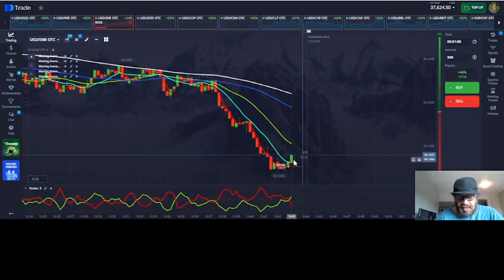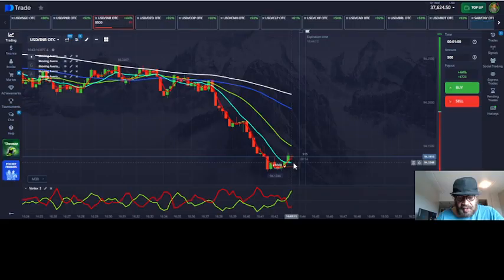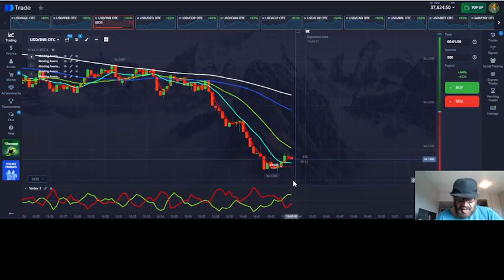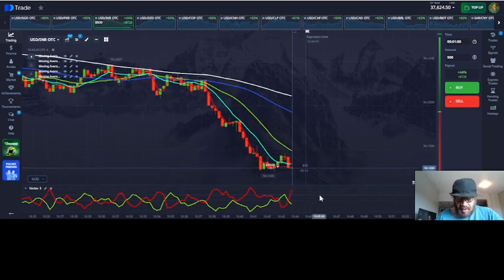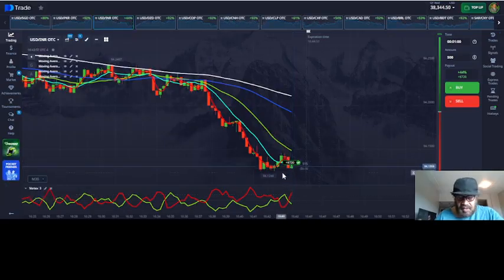So I'm anticipating there's going to be a continued bearish push to the downside in the price of this currency pair, the USD INR, over the next 60 seconds. There was a slight retracement here, but let's monitor this trade. Okay, so we won that trade.